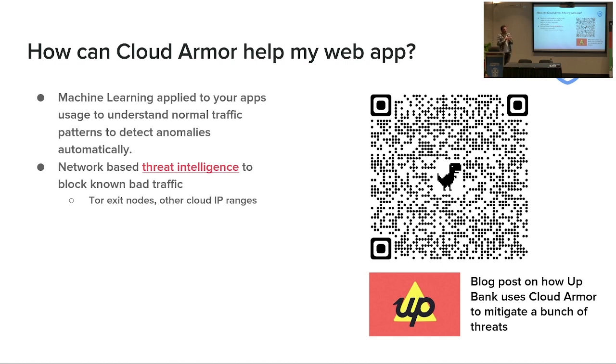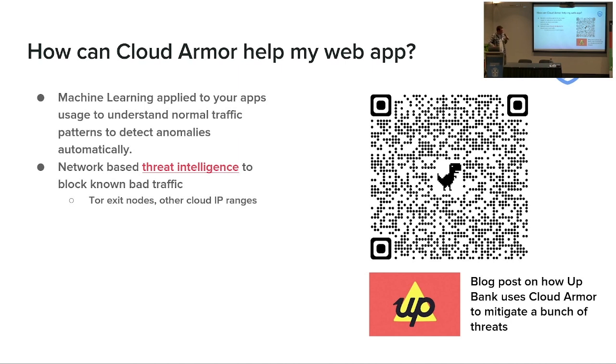So by default, you can just block other clouds, because it doesn't make sense that someone from another cloud would be accessing your app. And other things like Tor exit nodes. Anyone familiar with the Onion router? Yeah, a couple of people.